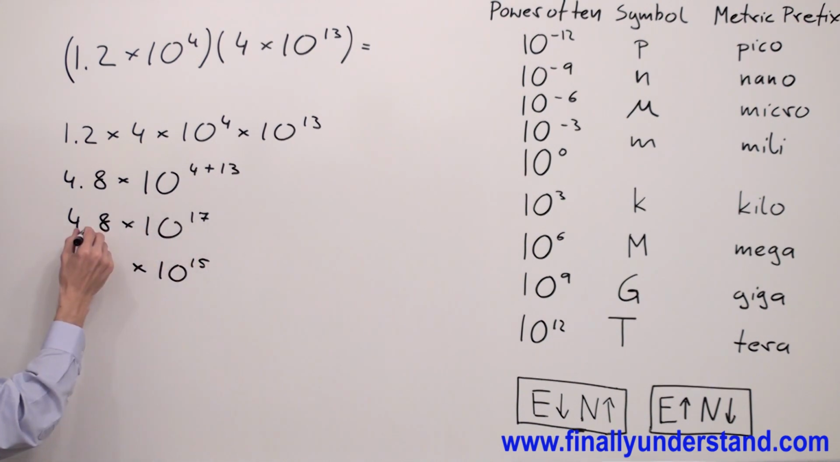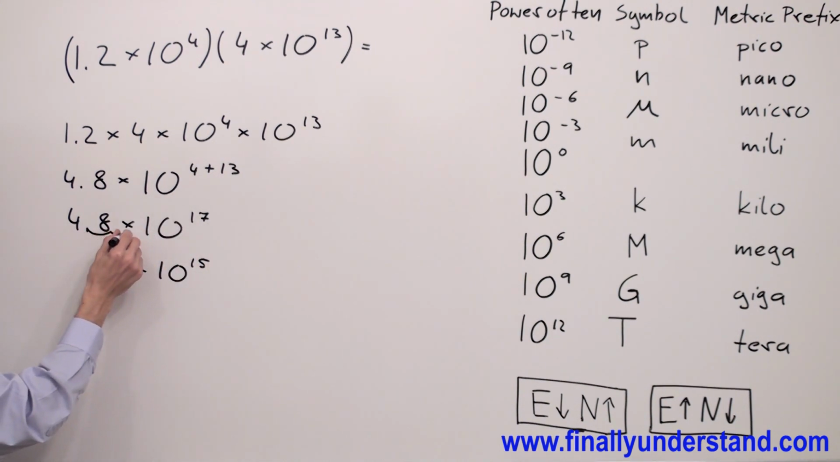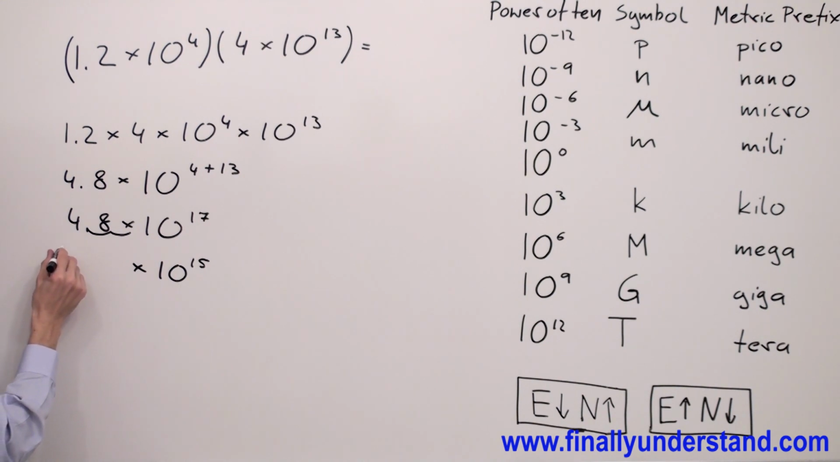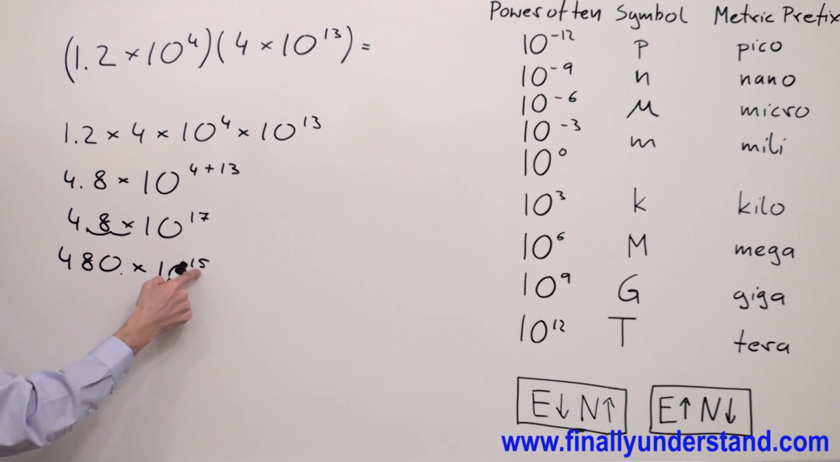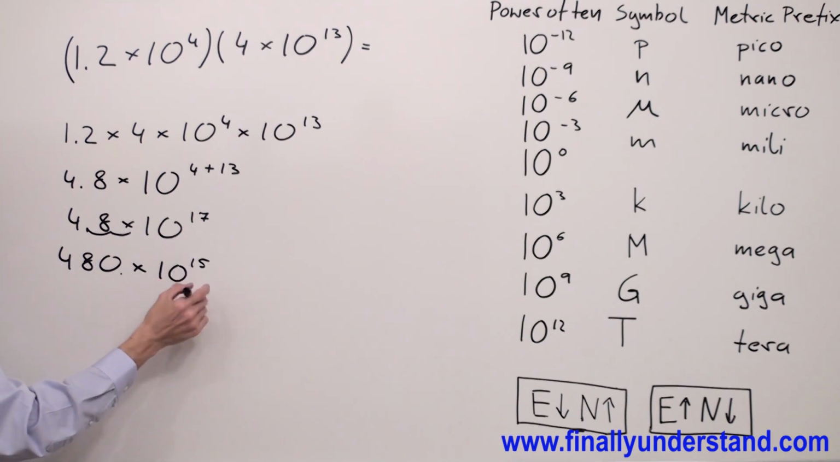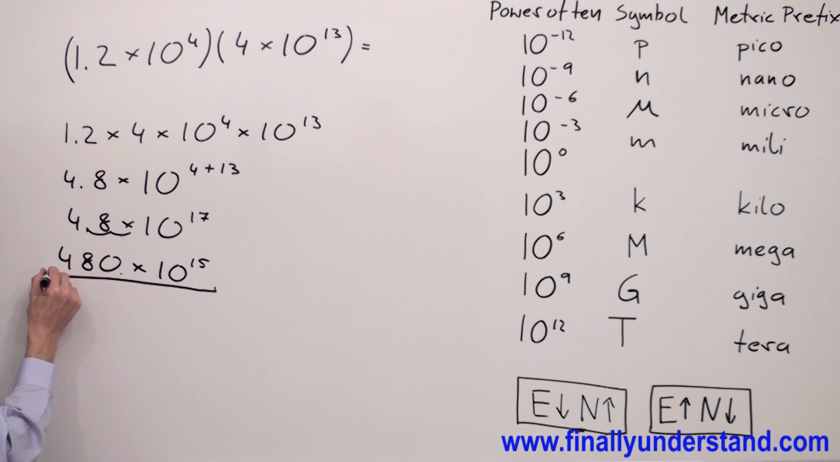Exponent gets smaller, number has to get bigger. I have to move my decimal point twice to the right. That's why I'm going to have 480 times 10 to 15. The number on the left side of the decimal point is between 1 and 999. Exponent is a multiple of 3. That's why this is the correct answer to my problem.